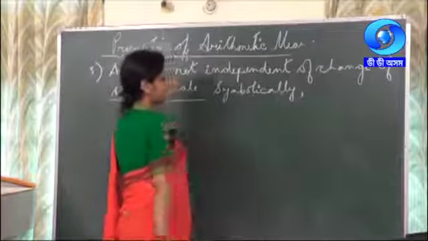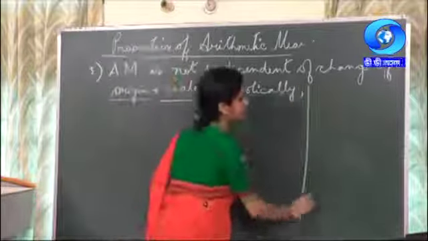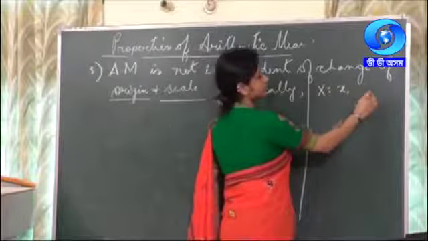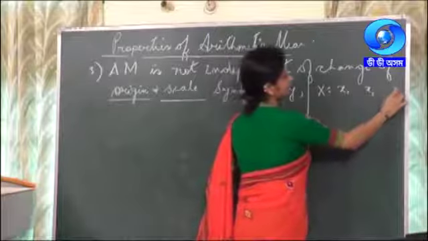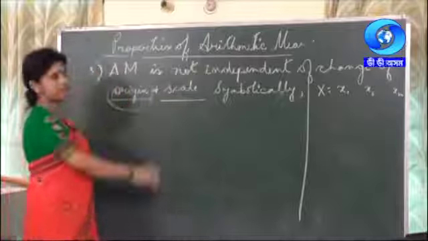Yes, symbolically. What happens? We will take up different cases. I just give you an idea. Supposing x is a variable, taking values x1, x2, etc. up to xn. What does change in origin imply?